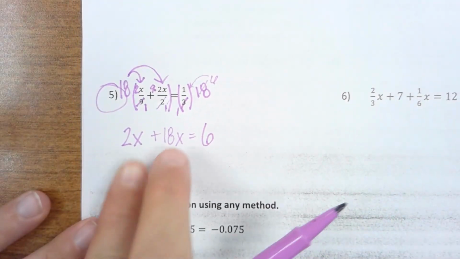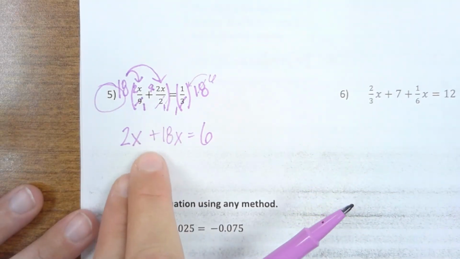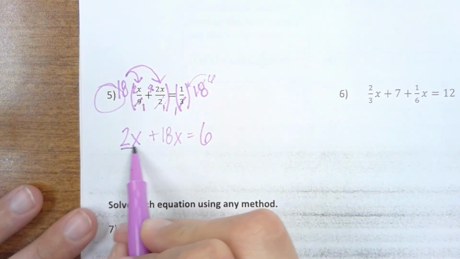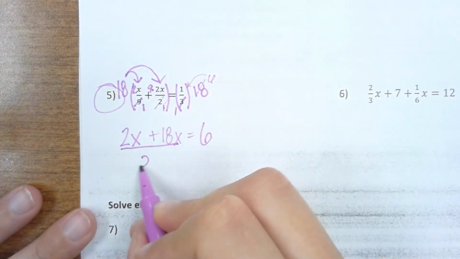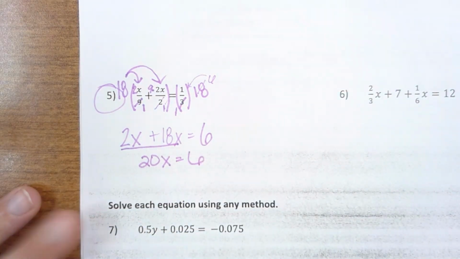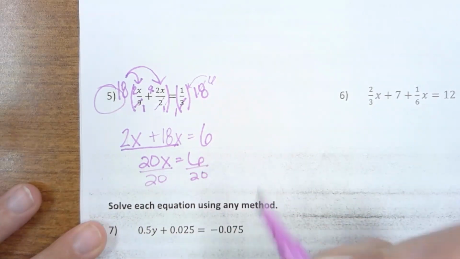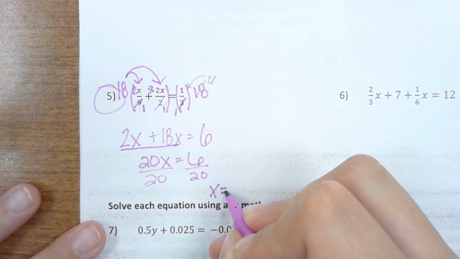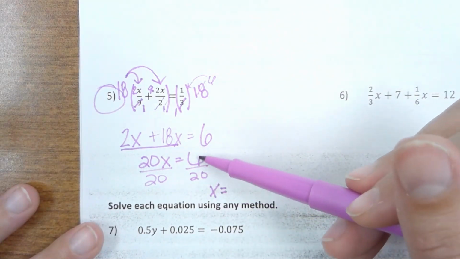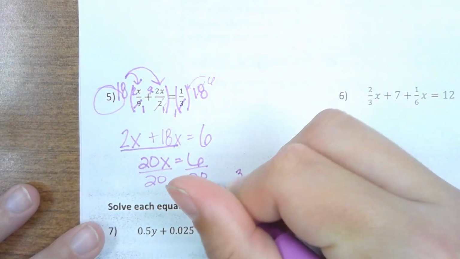Okay, now notice that this is a multi-step equation because you have to simplify this side first. Notice how they are like terms. So you simplify it by just adding those two things together, so that will give you 20x. And then now it's just a basic one-step equation. So divide that 20 on both sides, and you should get x equals, and then 6 divided by 20 does not go in evenly, so just reduce it, and you should get 3/10.